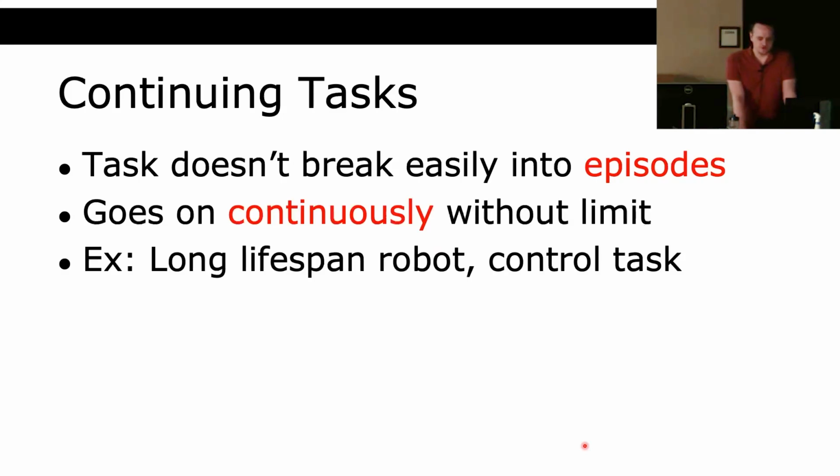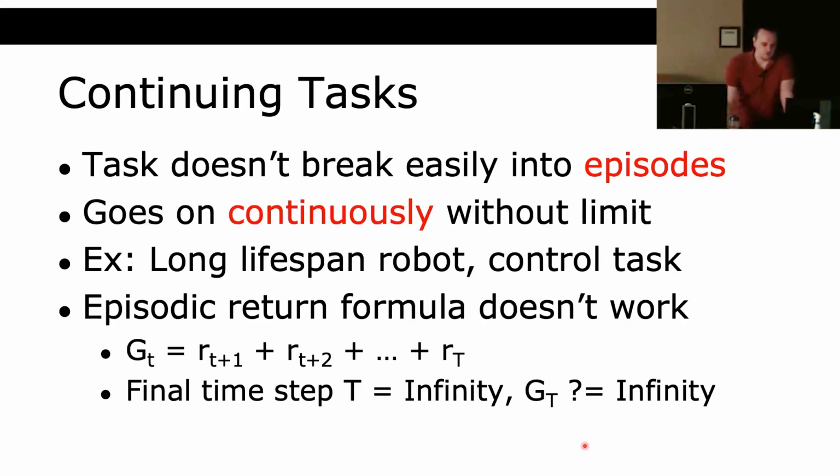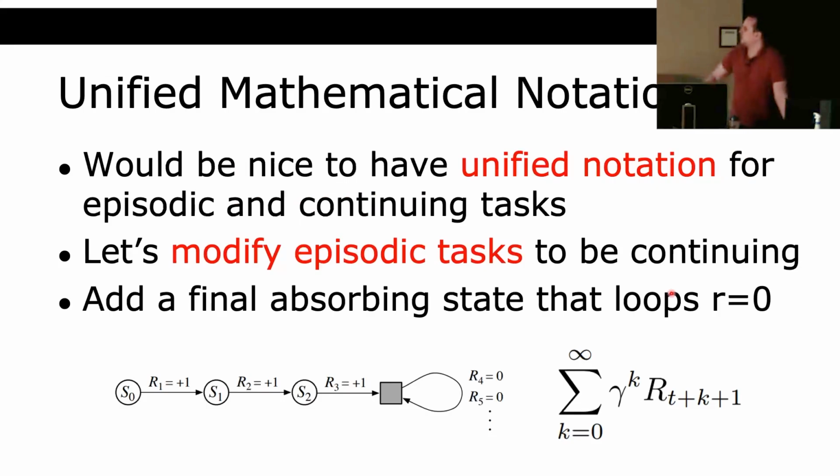For example, a long lifespan robot or a control task, like some robot in a workshop who's constantly doing stuff and there's no real episodes to it. So the episodic formula doesn't work because we don't have this final time step T anymore, right? So how do we do this? Well, the way we're going to do this is to come up with a unified notation, and all of this is in the book, by the way, if you want more details to study for the exam.